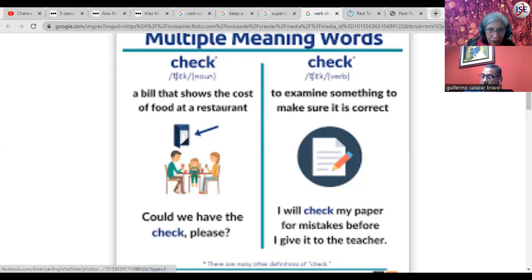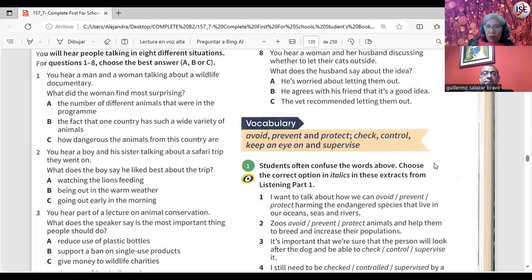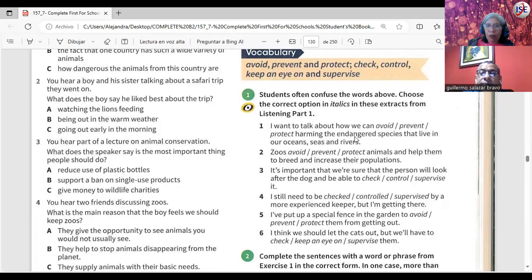Okay, if we go back here, students often confuse the words above. I want to talk about how we can avoid, prevent, or protect harming the endangered species that live in our oceans, sea, and rivers. Avoid harming, prevent harming, or protect. Let me see. I want to read.